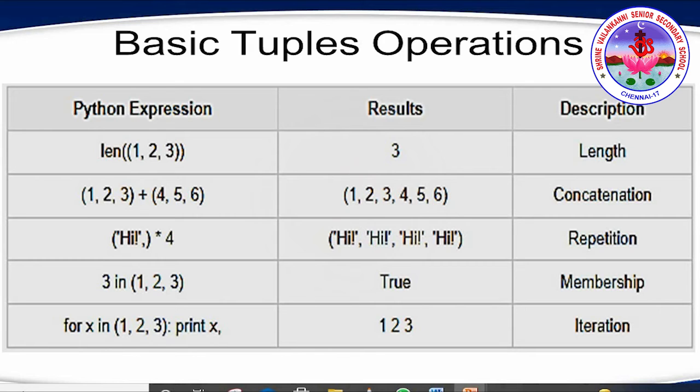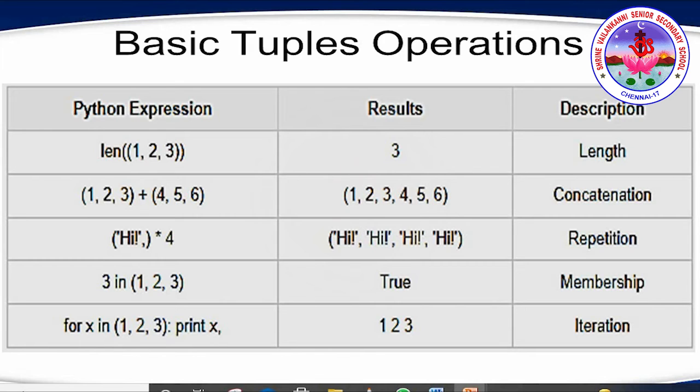Now ('Hi!',). This is called a singleton tuple, where a single element should be followed by a comma to tell that it is a tuple with a single element. So that is what is called a singleton tuple. ('Hi!',) * 4: the same tuple is repeated 4 times.